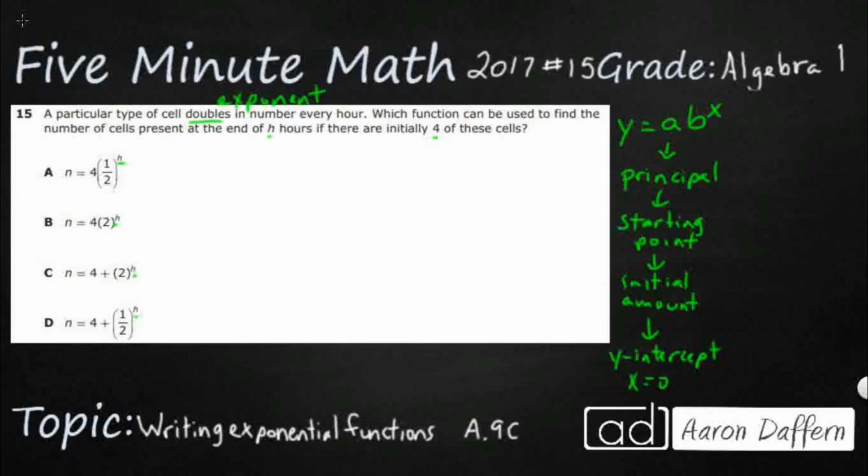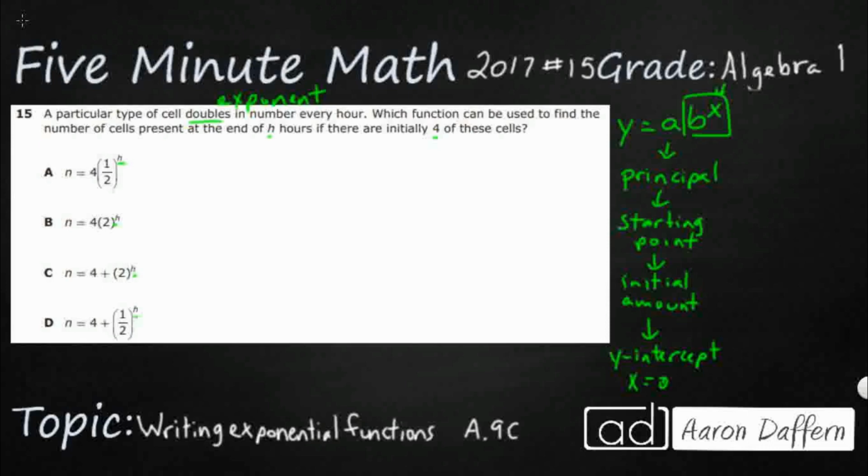Well, what happens if we make this x into 0? Well, that would be b to the 0, and anything to the 0 is 1, which means that just takes this whole thing out and leaves us with a. So if we can find where it crosses the y-axis, we have our a.